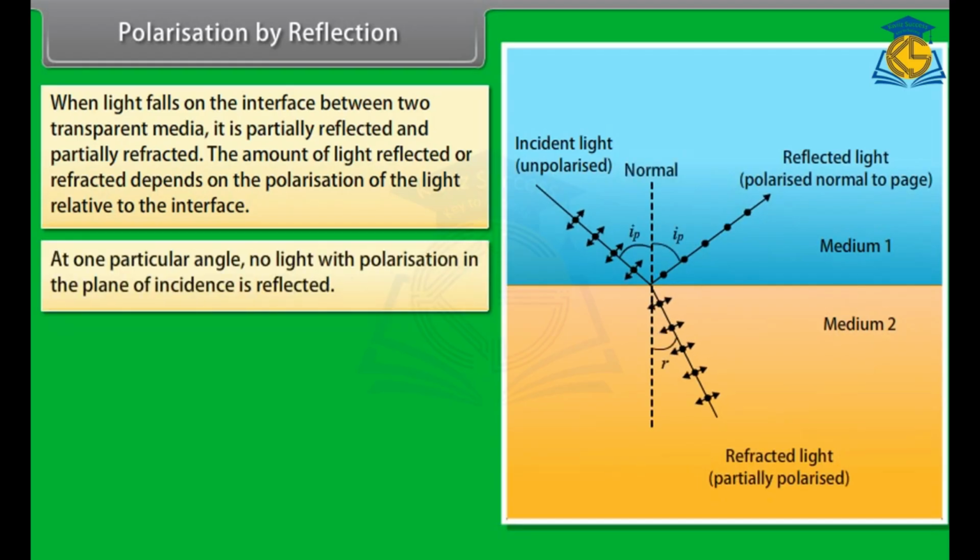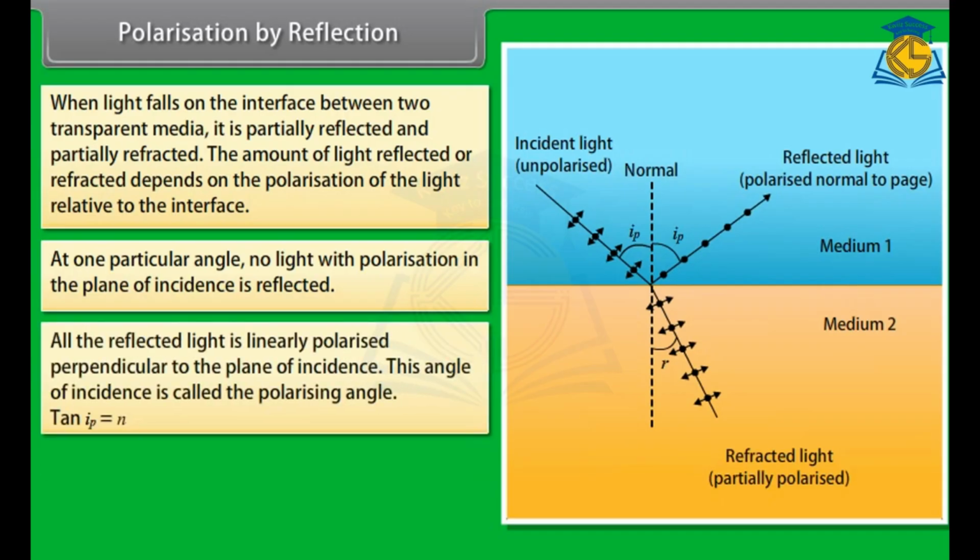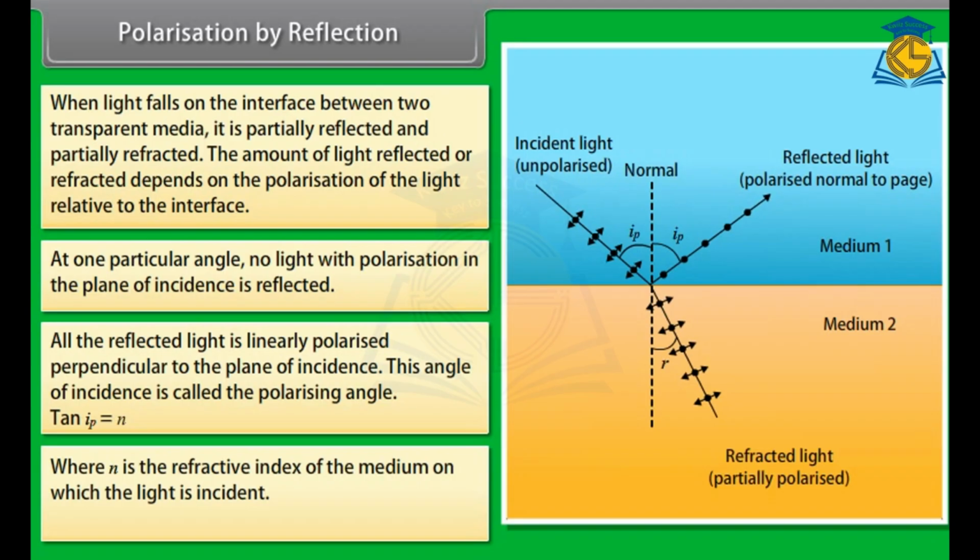At one particular angle, no light with polarization in the plane of incidence is reflected. All the reflected light is linearly polarized perpendicular to the plane of incidence. This angle of incidence is called the polarizing angle. Tan iP is equal to n, where n is the refractive index of the medium on which the light is incident. This equation is known as Brewster's law.